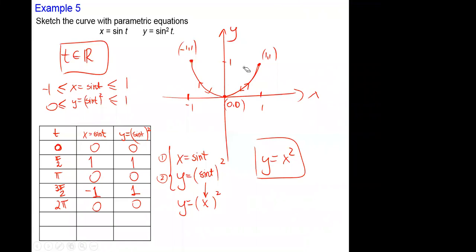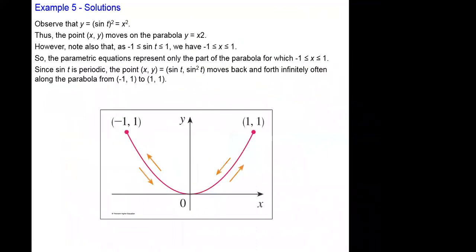And of course, the directions are important, and we can see it's traced infinitely many times. And we don't really have an initial and terminal point because of that. Okay, that means I think you should be good to draw the parametric curve and indicate the initial and terminal points. So now what we will do, the solution.